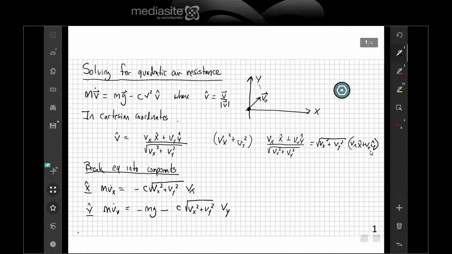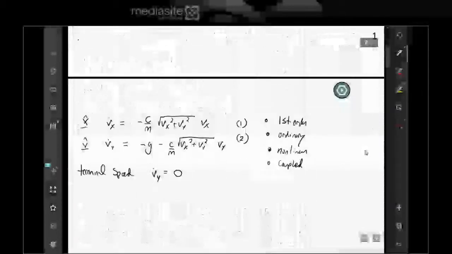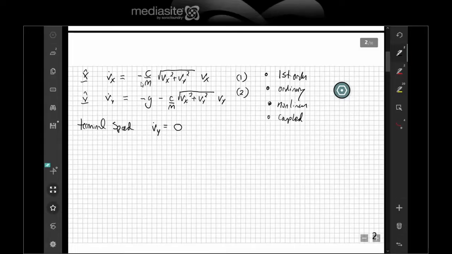I can divide by m in order to get equations just in terms of vx dot and vy dot. Okay. So if I do that, I get these equations here. Vx dot is equal to minus c over m times this thing here times vx. Vy dot is equal to minus g minus c over m, the speed times vy.